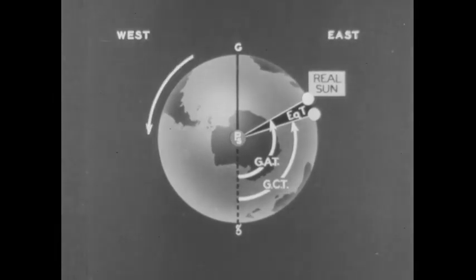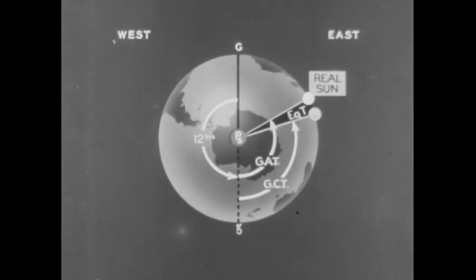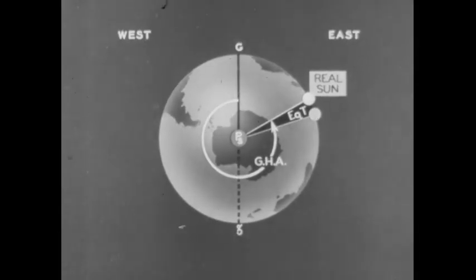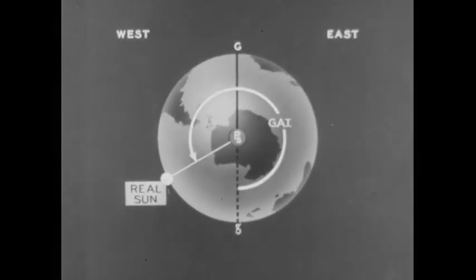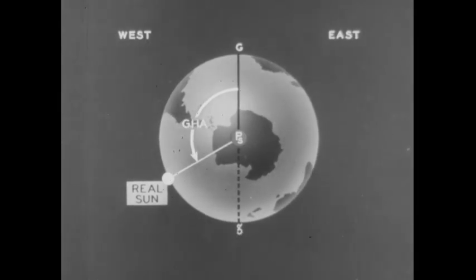As hour angles are measured to the westward from the upper branch of a meridian, we can see that it is necessary to add 12 hours to the Greenwich apparent time of the sun to obtain the Greenwich hour angle of the sun, if the sun is east of the meridian. If the sun is west of the meridian, we must subtract 12 hours to obtain the Greenwich hour angle.